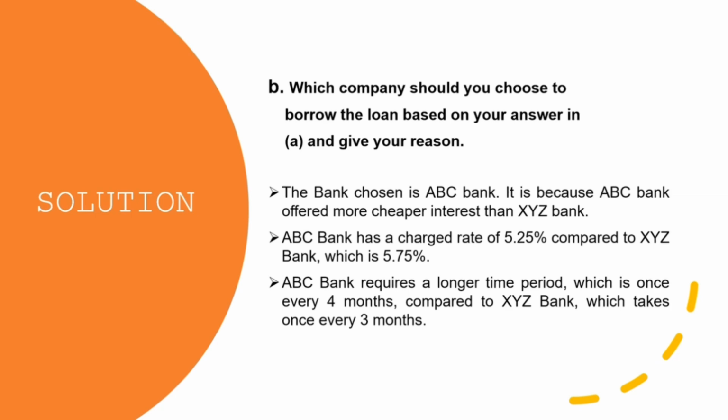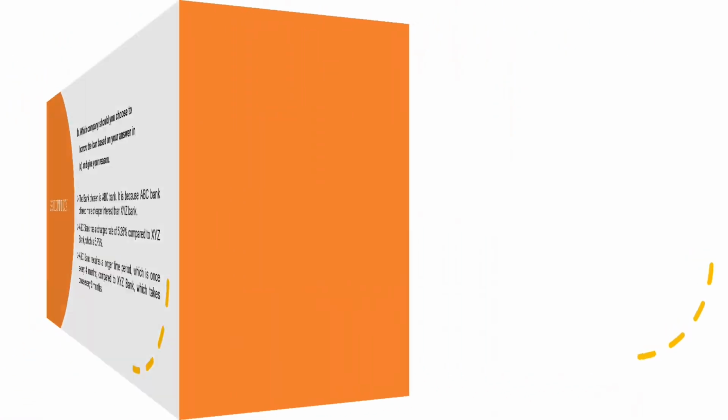So, we are choosing ABC Bank. This is because ABC Bank offers cheaper interest than XYZ Bank. ABC Bank also has a charge rate of 5.25% compared to XYZ Bank, which is 5.75%. Furthermore, ABC Bank compounds less often, once every 4 months, compared to XYZ Bank, which compounds once every 3 months.